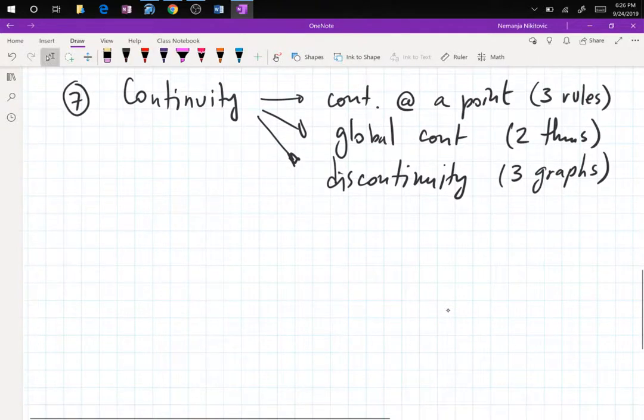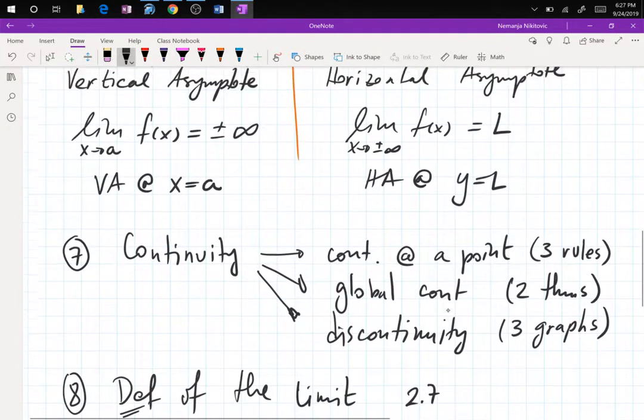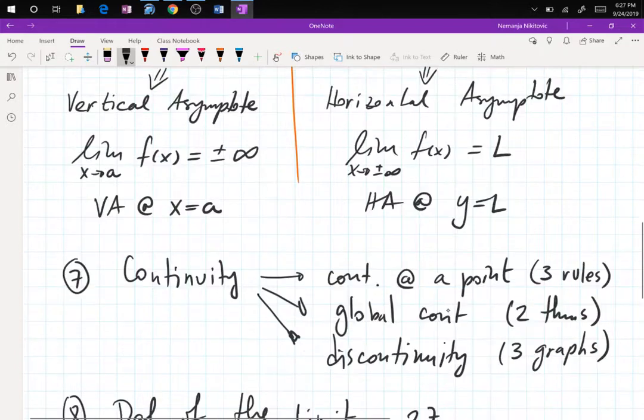We are not going to have the intermediate value theorem on the test even. It's on the lab. I need to talk about it, but it's not on the exam. And number 8, we have the definition of the limit. That's in 2.7. And you are responsible for the statement and those 2 pictures that are associated with it. So this is the entire exam.